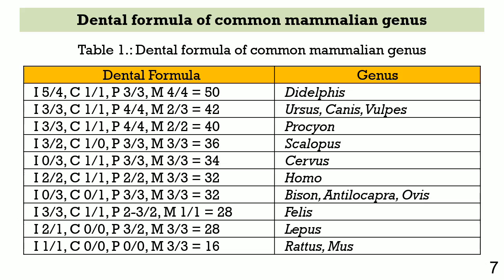This is the table which shows the dental formula of common mammalian genera like Didelphis, Ursus, Canis, Vulpes, etc. So there are many different types of dental formula we can see in this table.